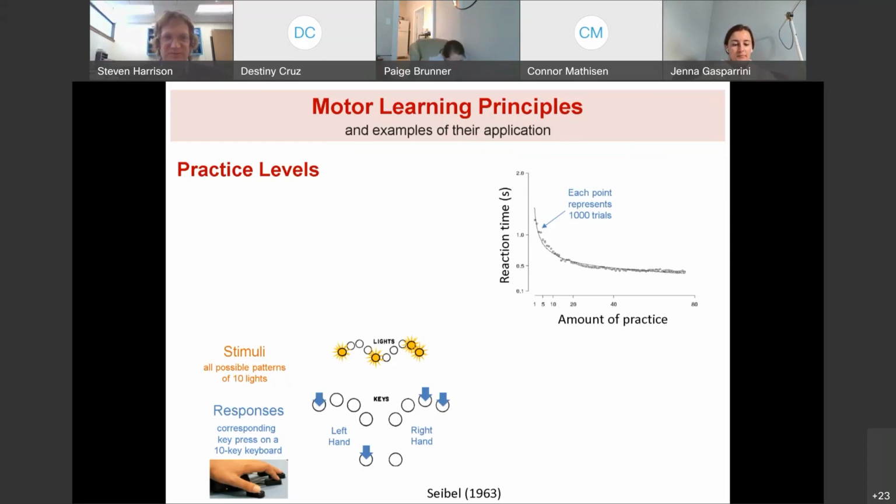So right at the beginning of practice, we're seeing it's going to take about 1.25 seconds on average in that first 1,000 trials in order for you to see the lights come on and then press the response. And then all the way down at the other end of practice, we're seeing that people have improved to the point that in under half a second they can make the same response.